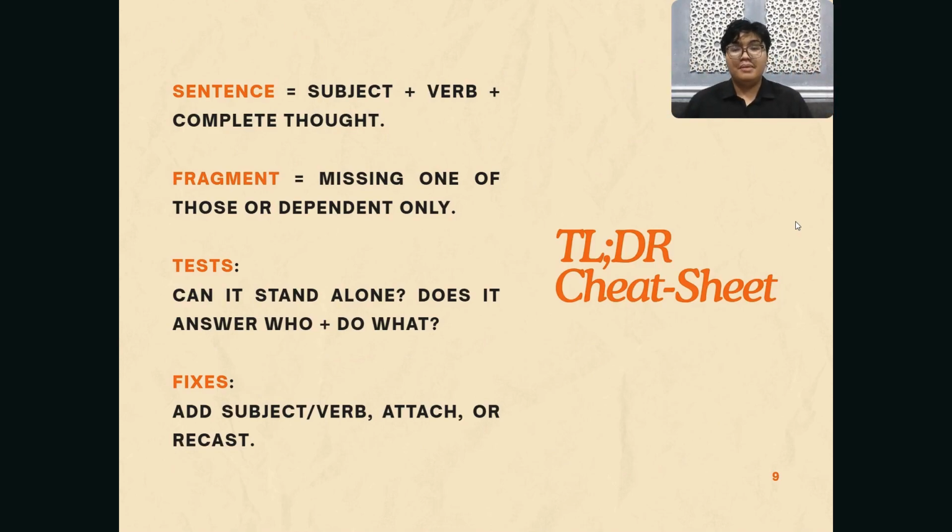All right. Next one, TLDR, a quick cheat sheet. A sentence must have three things: subject, verb, and complete thought. A fragment is missing one of those or is dependent only. And to test it, can it stand alone? Read the words, does it make sense? Does it answer who or does what? If not, it's not a sentence. And then to fix it, add a subject or verb, attach it, or recast it.